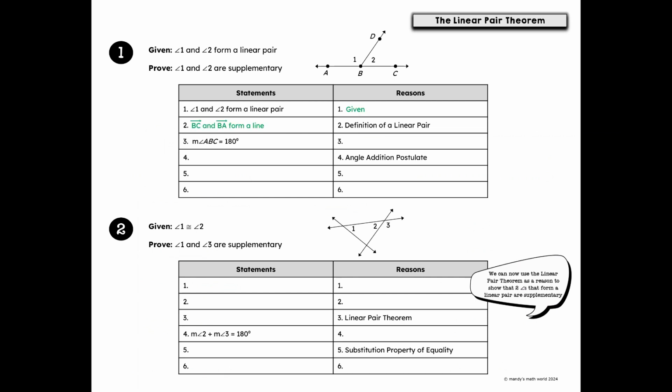By the definition of a linear pair, okay, that says the definition of a linear pair, opposite rays, which BC right here, and ray BA form a line. They're a pair of opposite rays. Golly, I've got to erase that. That is just so ugly.